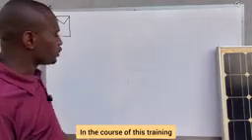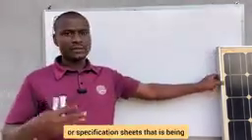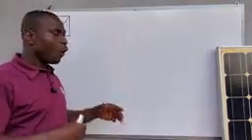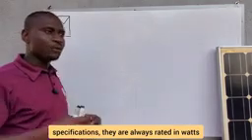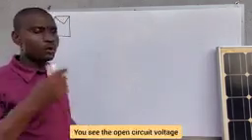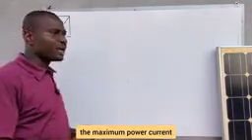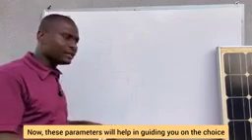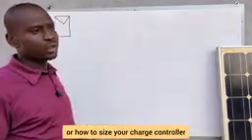In the course of this training, I will show you practically. There's what we call the nameplate or specification sheets. All panels have their specifications. They are always rated in watts, and at the back of the panel there are things you see there. You see the open circuit voltage, the short circuit current, the maximum power current, and the maximum power voltage. Now, these parameters will guide you on the choice or how to size your charge controller.